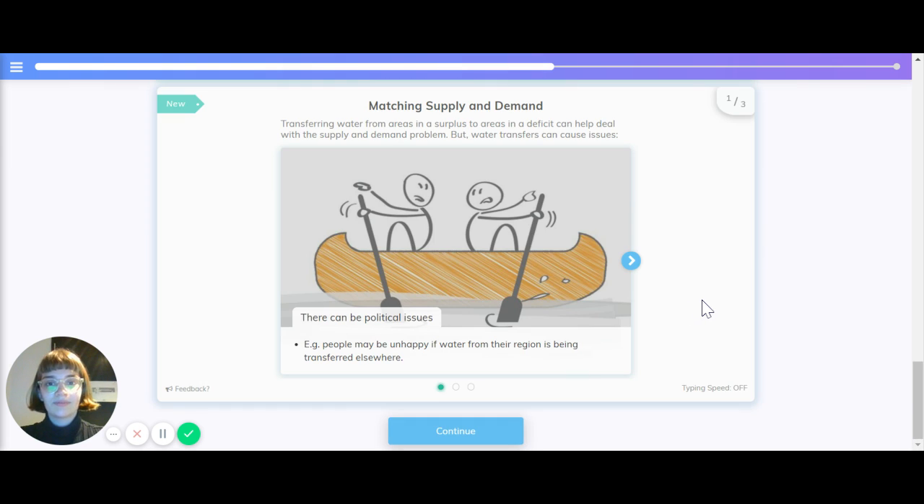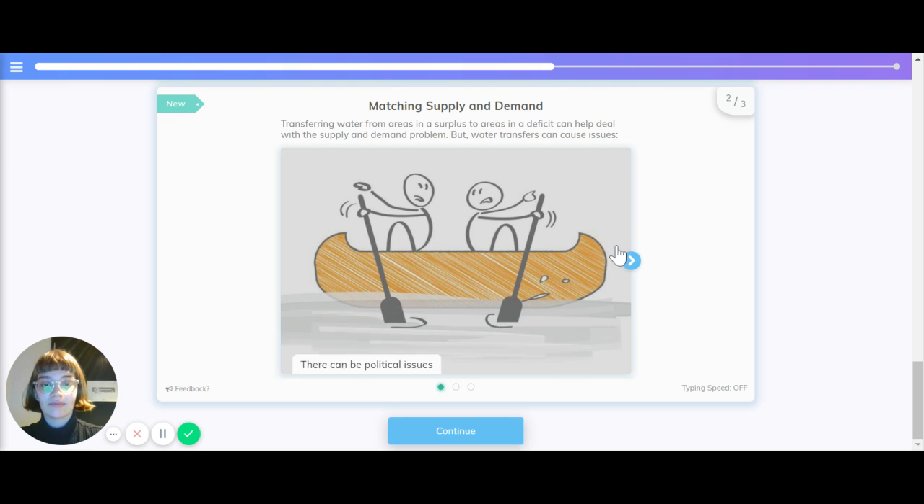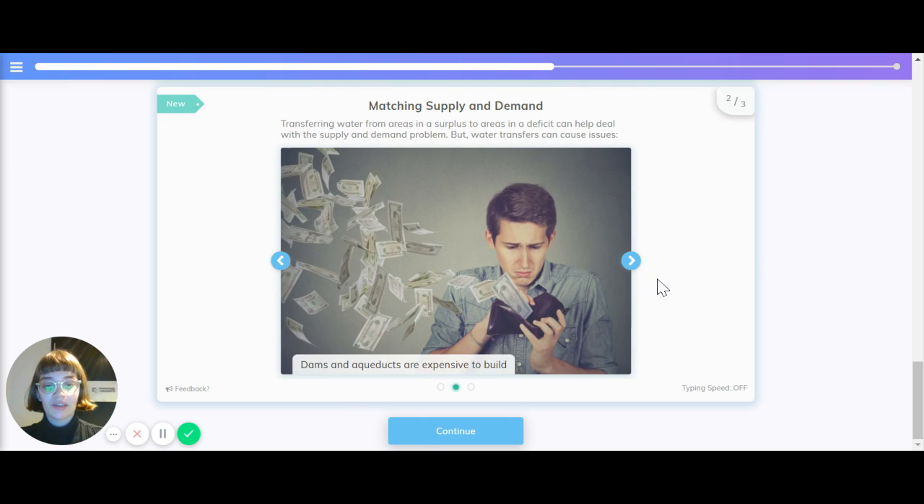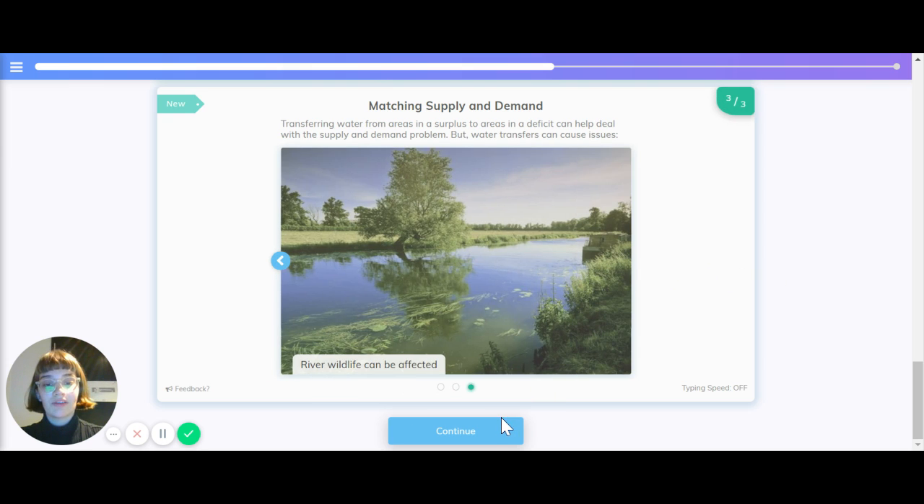Matching supply and demand. Transferring water from areas in the surplus to areas in the deficit can help deal with the supply and demand problem, but water transfers can cause issues. There can be political issues. For example, people may be unhappy if water from their region is being transferred elsewhere. Dams and aqueducts, which are used to transport the water, are expensive to build, and the river wildlife can be affected.